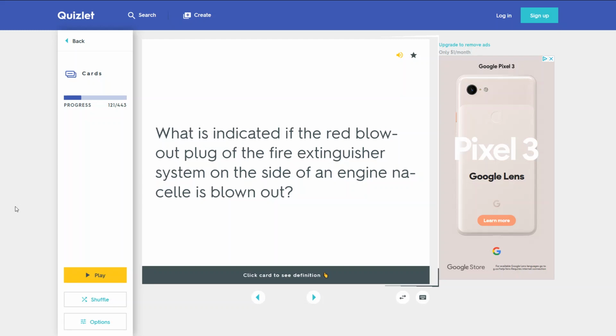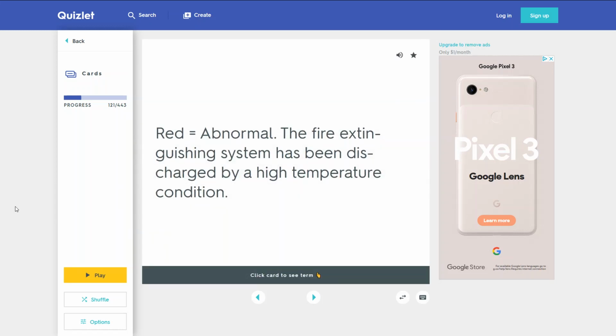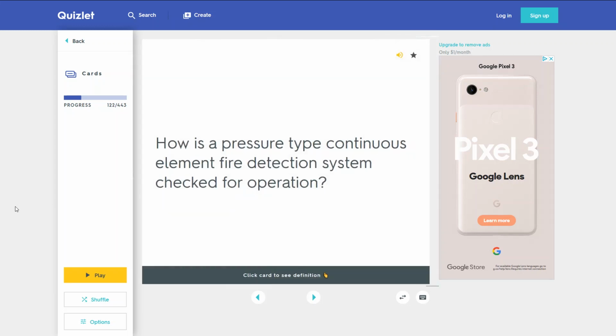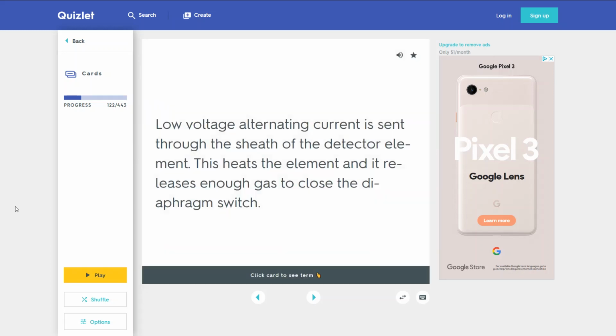What is indicated if the red blowout plug of the fire extinguisher system on the side of an engine nacelle is blown out? Red equals abnormal. The fire extinguishing system has been discharged by a high temperature condition. How is a pressure type continuous element fire detection system checked for operation? Low voltage alternating current is sent through the sheath of the detector element. This heats the element and it releases enough gas to close the diaphragm switch.